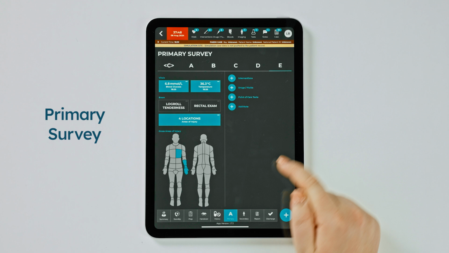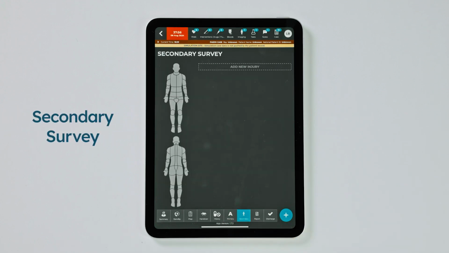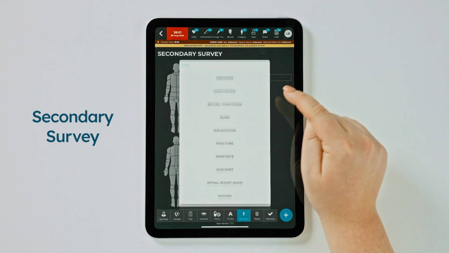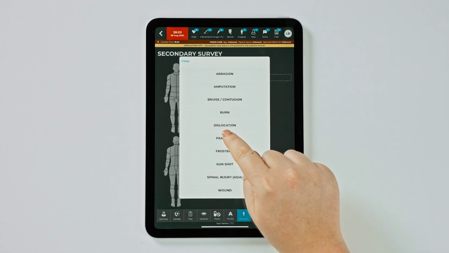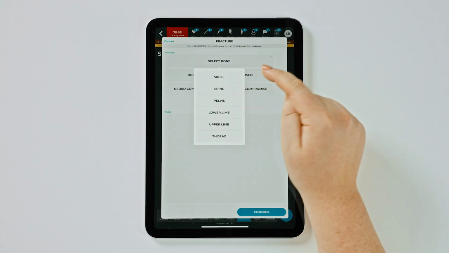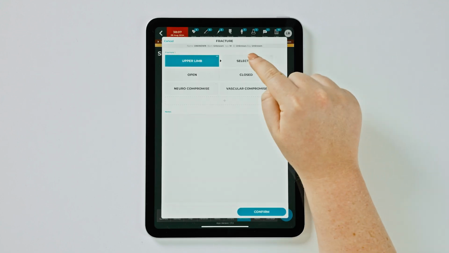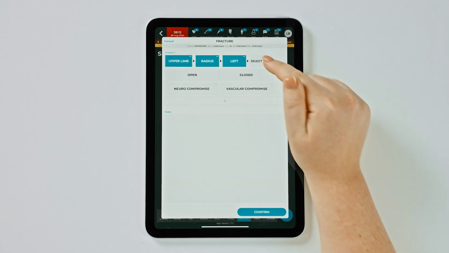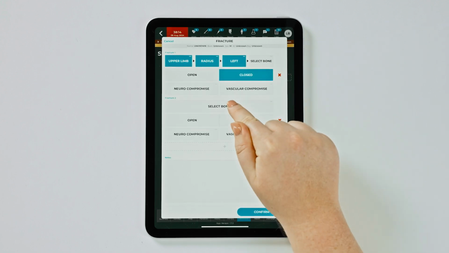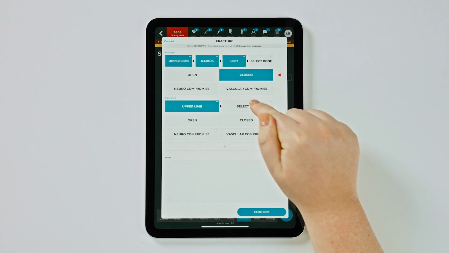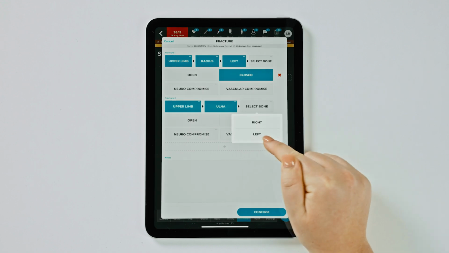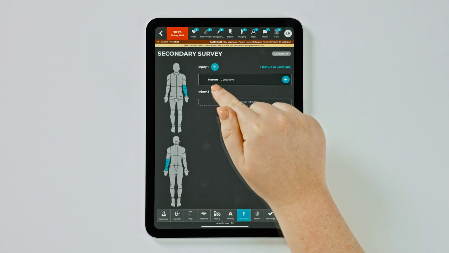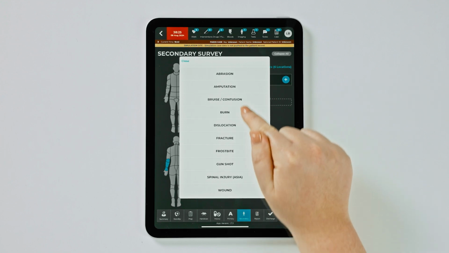The team then decides to commence the secondary survey. This allows the team to catalogue any injuries that Adam has, and first of all, they identify a probable fracture to Adam's left arm. They suspect that he has a possible radius fracture, which is closed, and a possible ulnar fracture, which is also closed. They also identify some bruising on his lower leg as well.